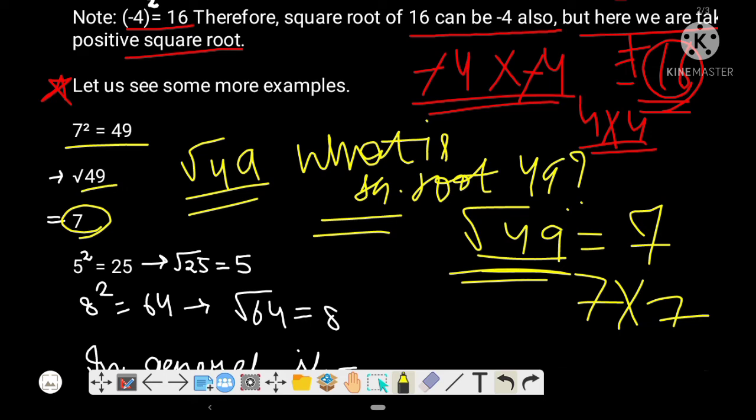Now the next example is 5 square is 25, and the square root of 25 is 5, means 25 under root is 5. Next example is 8 square is 64, and under root 64 is 8, means the square root of 64 is 8.